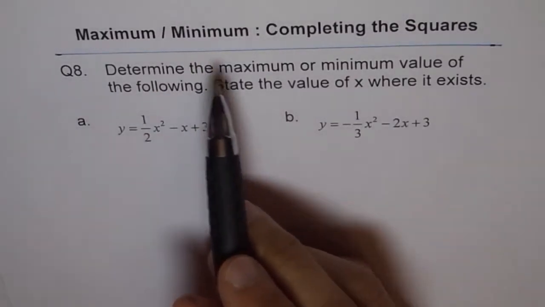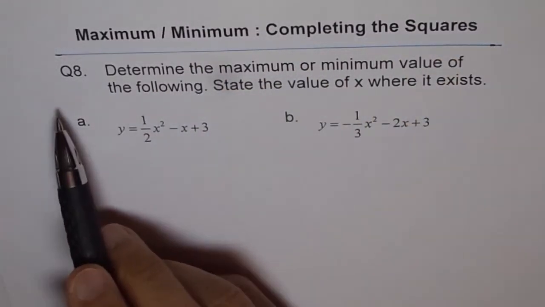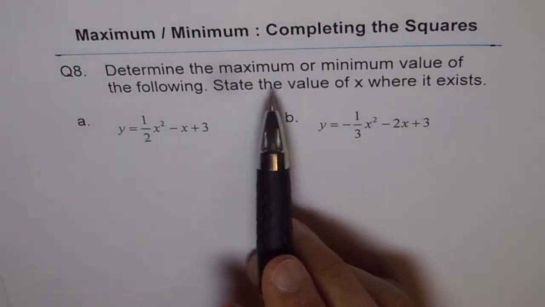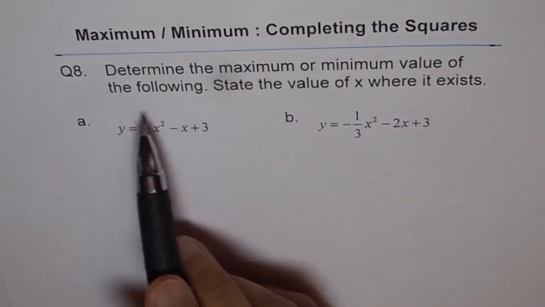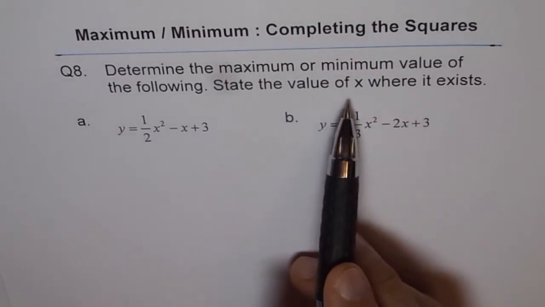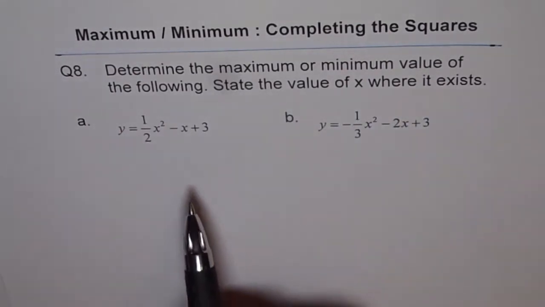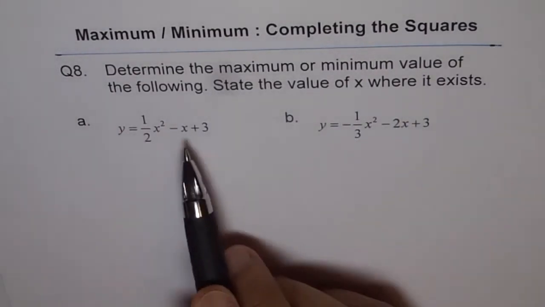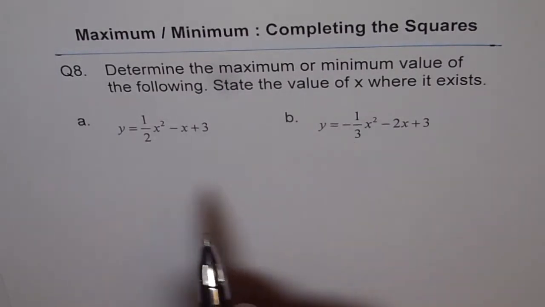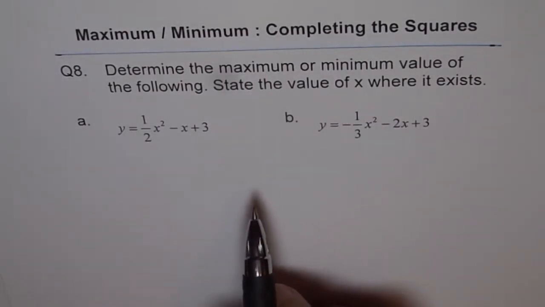Maximum and minimum, completing the squares method. Question 8. Determine the maximum or minimum value of the following. State the value of x where it exists. So there are two questions here. One of them is for you to practice. The other one I will solve and show you how to do it.